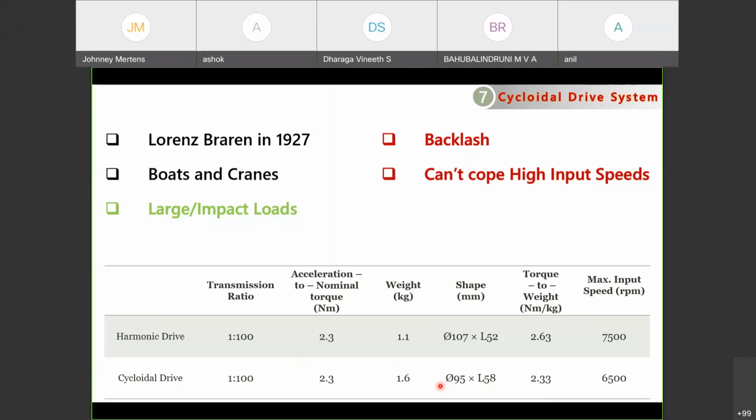So even though the harmonic drive system has advantages over the cycloidal drive system, in some industrial applications it will vary from place to place. For example, some will have impact loads, for example, crushers. In the crushers, there will be large impact loads happening. So in such cases, you can go for the cycloidal drive systems.